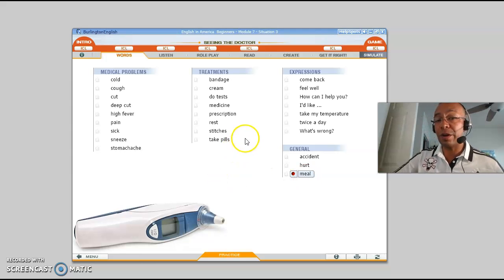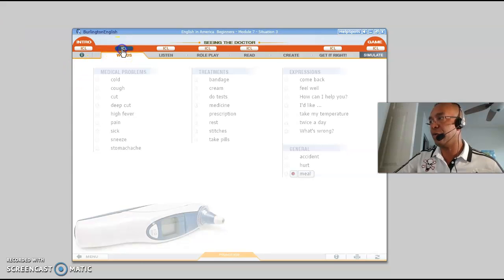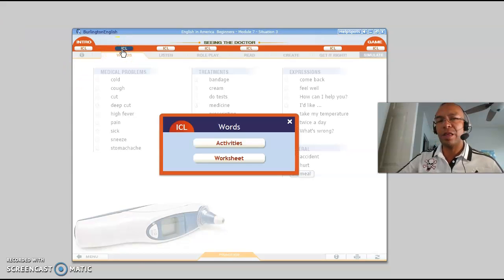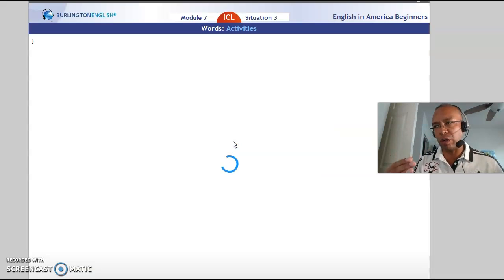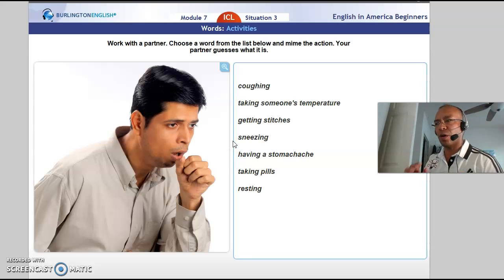Today we are going to use some of this vocabulary, okay? And we are going to recognize more of these words. We're going to have more of a visual, okay? That's our objective for today, to put the words together with a visual. So let's start with this one. This is coughing. The next one, taking someone's temperature.